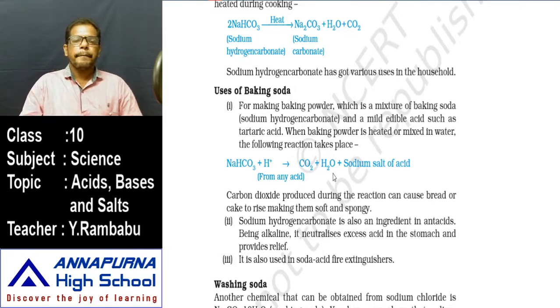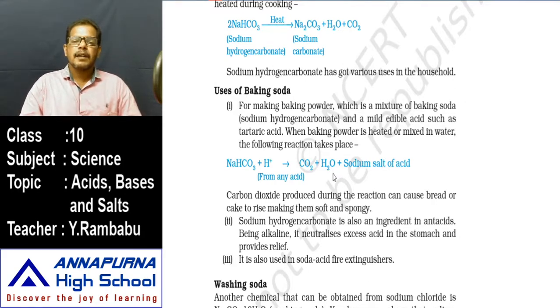But baking powder is a mixture of sodium hydrogen carbonate, that means cooking soda, and a mild edible acid such as tartaric acid. Mild edible acid means tartaric acid, citric acid, and so on. We have learned about different types of acids. All these are weak acids, that means their pH value is very low. We use different food materials like citrus fruits and other substances. In all these, acids are there. These weak acids are called mild acids.